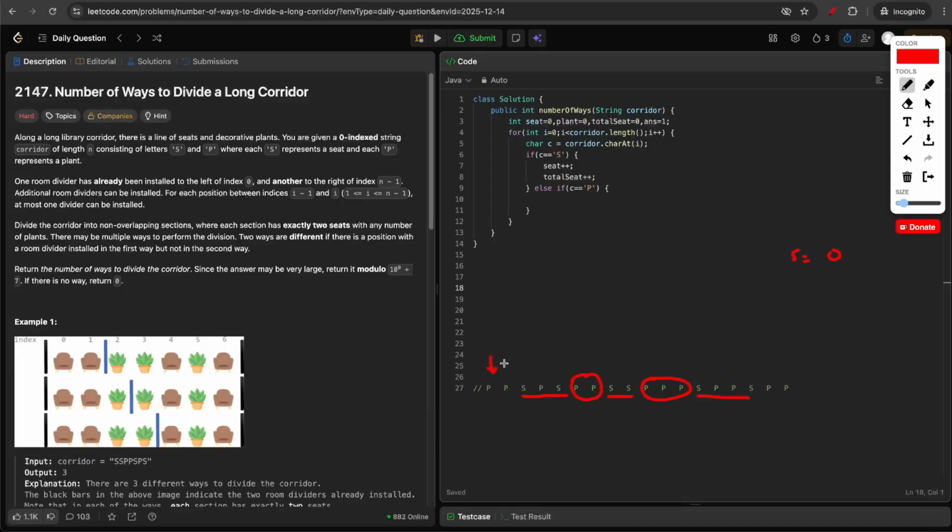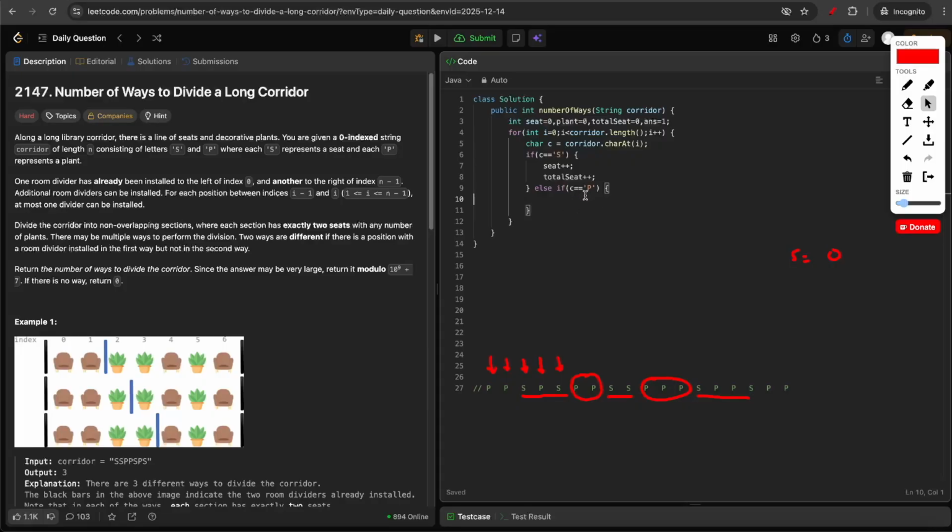You have a plant, then you move on. You are at here. Then when you're at here, your seat count is 1. And next you move on. You're here. Then you're here. Your seat count is 2. So once your seat count is 2, that means you have found your first section. So after the first section, whatever plant you encounter, you have to count them. So the plants you have to count will be after when you found your first segment, and when you find your first segment, the count of seats will be 2.